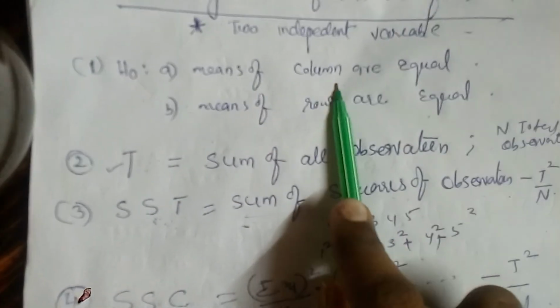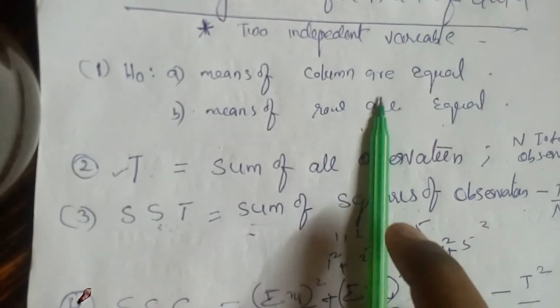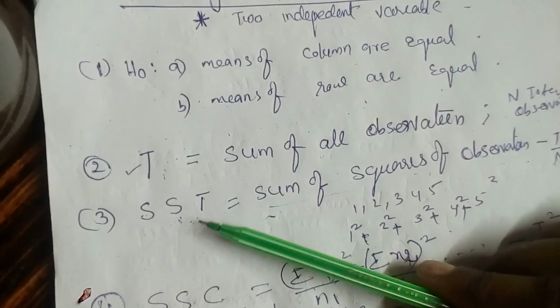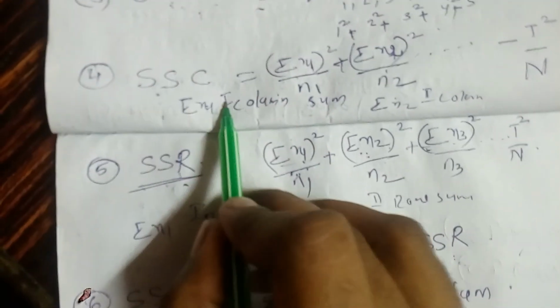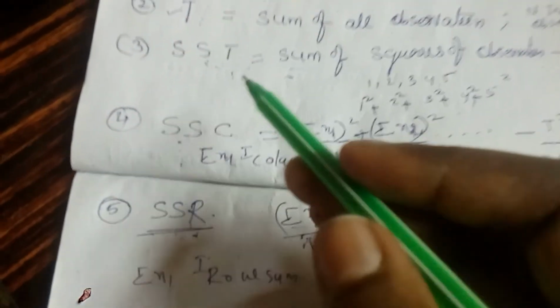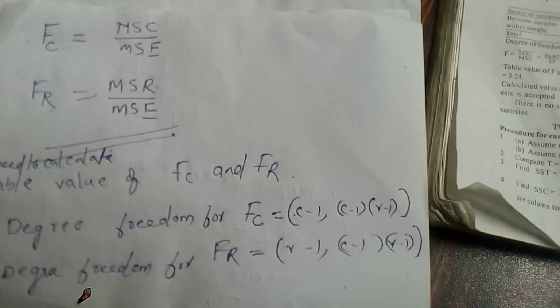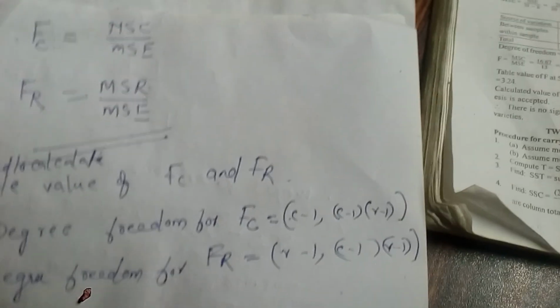So, briefly once more: first you state the assumptions. The assumptions are that the means of columns are equal and the means of rows are equal. In this case, we have two assumptions. Then you find the sum of squares: the sum of squares of total, column, and row. These three values, SST, SSC, SSR, you find first. Next, the mean square column, mean square row, and MSE. These three values you find. Next, you find the calculated column F ratio and calculated row F ratio.